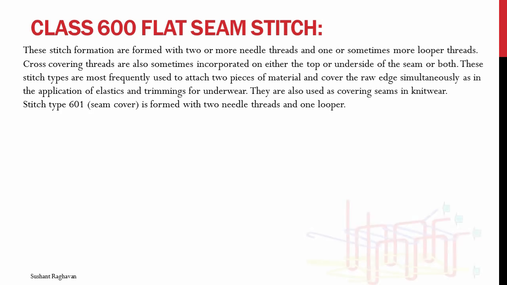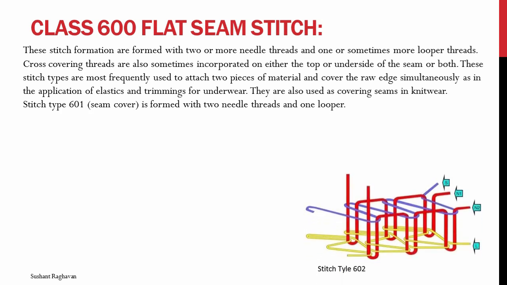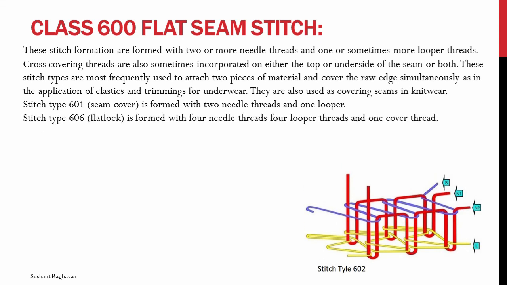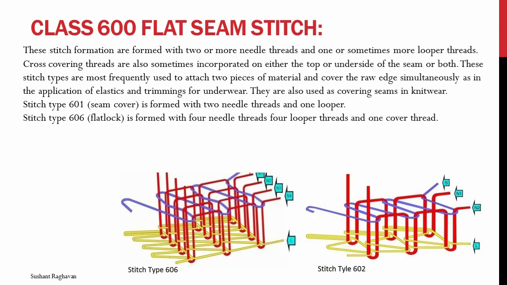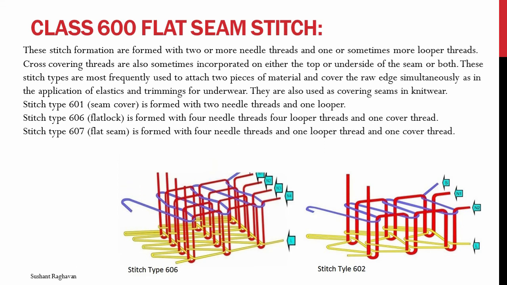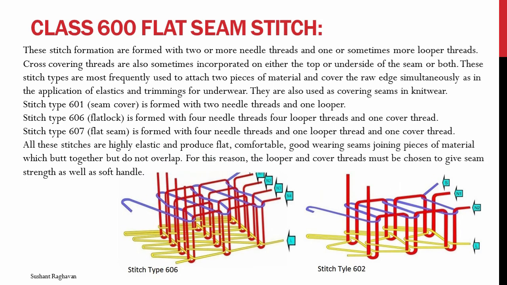Stitch type 601 seam cover is formed with 2 needle threads and 1 looper. Stitch type 606 flat lock is formed with 4 needle threads, 4 looper threads and 1 cover thread. Stitch type 607 flat seam is formed with 4 needle threads and 1 looper thread and 1 cover thread. All the stitches are highly elastic and produce flat, comfortable, good wearing seams joining pieces of material which butt together but do not overlap. For this reason, the looper and cover threads must be chosen to give seam strength as well as soft handle.